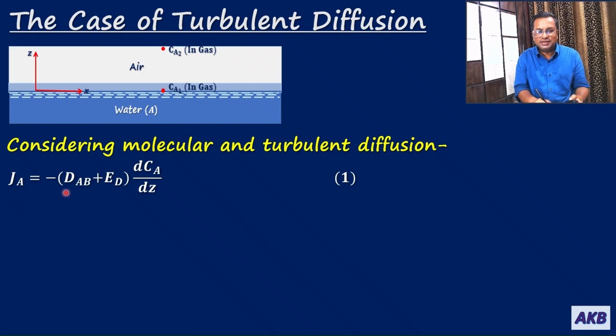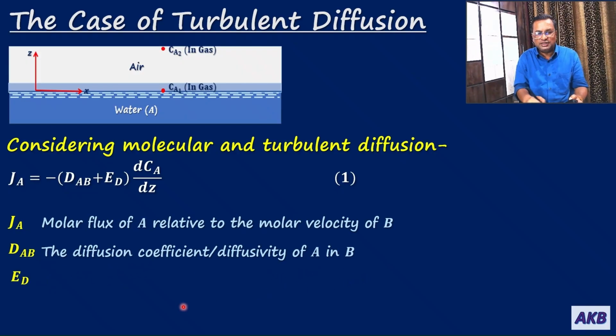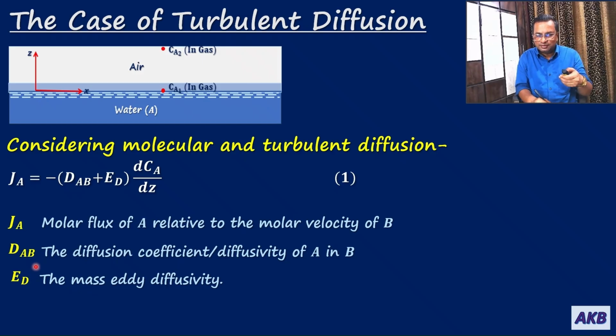JA is equal to minus (DAB plus ED) into dCA by dZ. I'm going to call this equation number 1. In this case, JA is the molar flux of A relative to the molar velocity of B. DAB is the diffusion coefficient or diffusivity of A in B. And ED is the mass eddy diffusivity. So the mass eddy diffusivity describes mass transfer by turbulent diffusion, and DAB describes mass transfer by molecular diffusion.